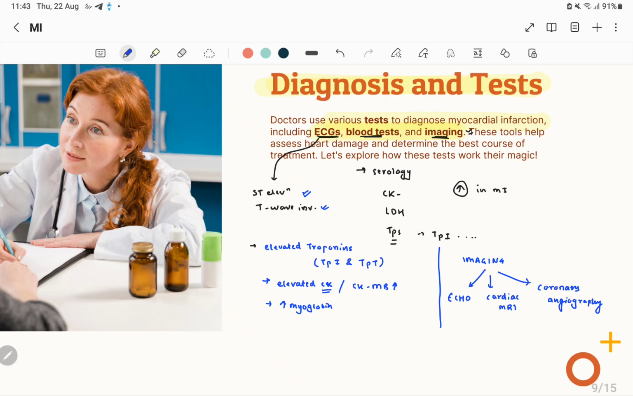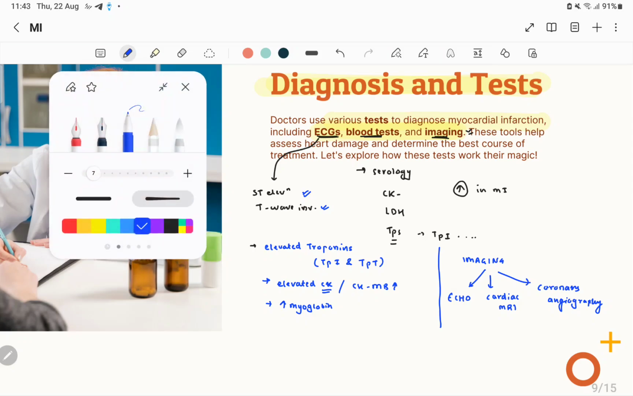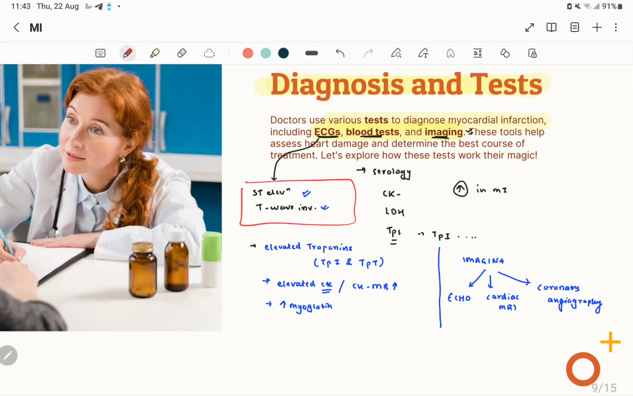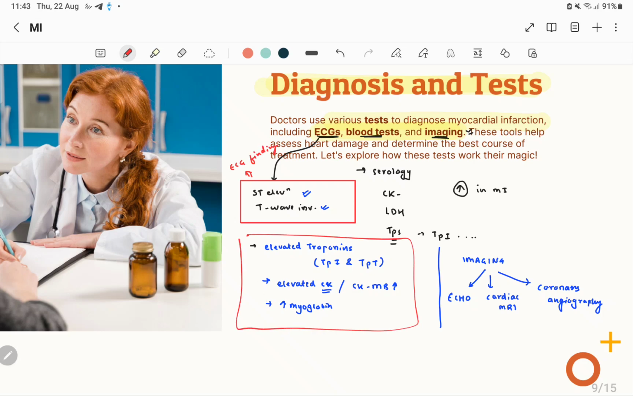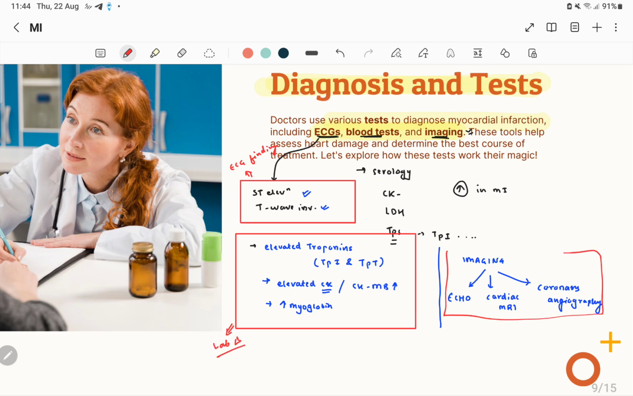Just make a box and write. So these are the ECG findings. These are the laboratory diagnosis or lab findings, and these are the imaging modalities, right? So that was the diagnosis and the tests.